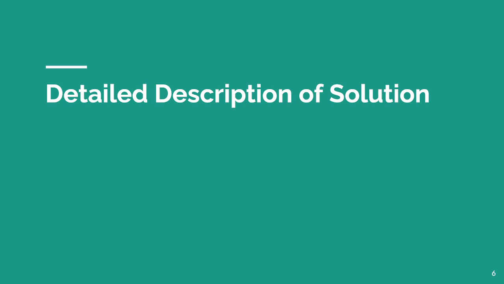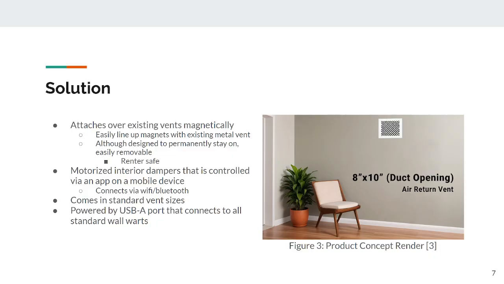So, what's the solution I came up with? I created an attachment that magnetically attaches to existing air vents and allows users to customize their airflow for their room and time of day preference. This attachment is easily removable since it simply uses magnets to stick onto existing air vents without any tools, making them renter friendly, unlike current air vents where you have to unscrew and rescrew the vent if you want to change it. As the figure on the right shows, you can simply attach it right over your existing air vent.